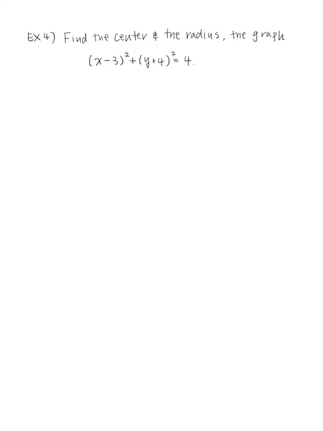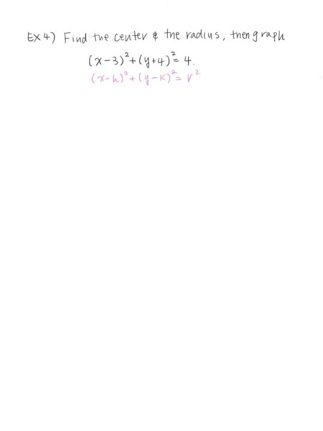Example 4. Find the center and the radius, then graph (x − 3)² + (y + 4)² = 4. This is not as bad as you think because this equation is in standard form. The standard form is (x − h)² + (y − k)² = r². Notice that the x and h, and the y and k, are separated by the minus sign.